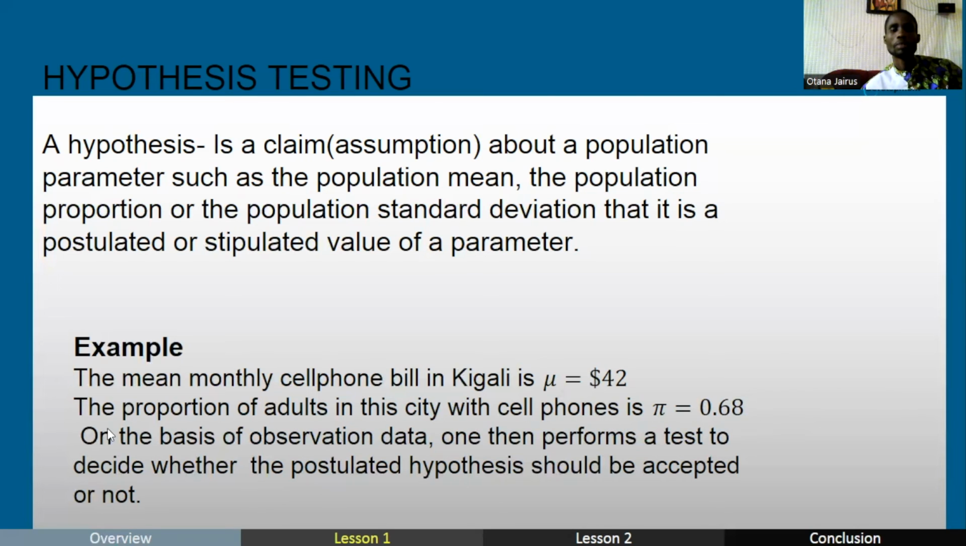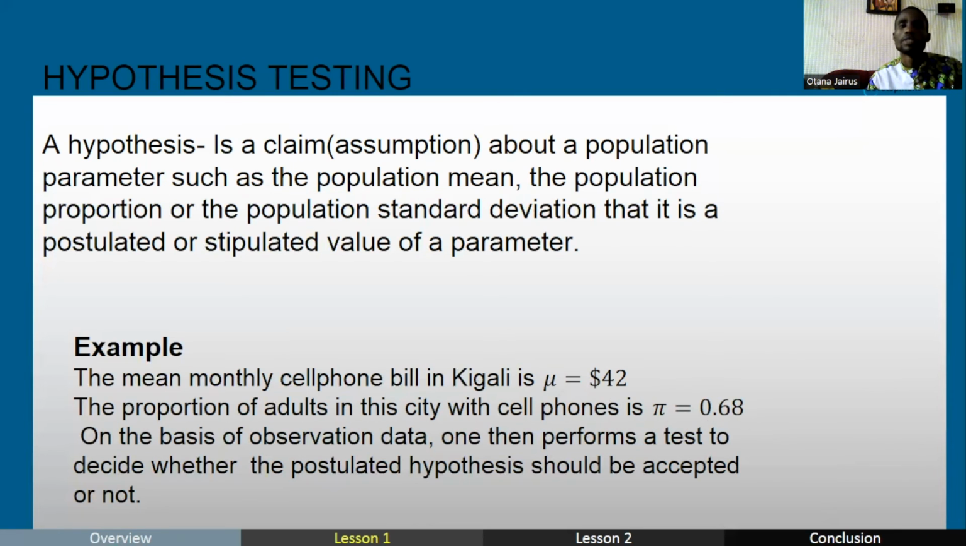A proportion, the proportion of adults in the city who own cell phones. On the basis of observation of the data, one can perform a test to decide whether the postulated hypothesis should be accepted or not, okay? So you want to do a test to determine if this claim is true, a claim that the mean monthly cell phone bill is $42, where the proportion for adults in that city of Kigali is 0.68. So you have to do a test to determine if this claim is true, okay?